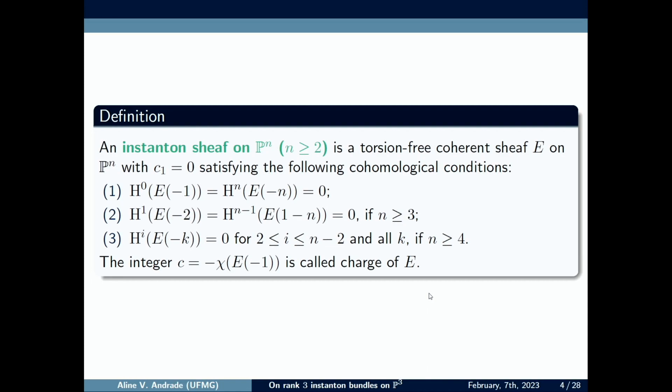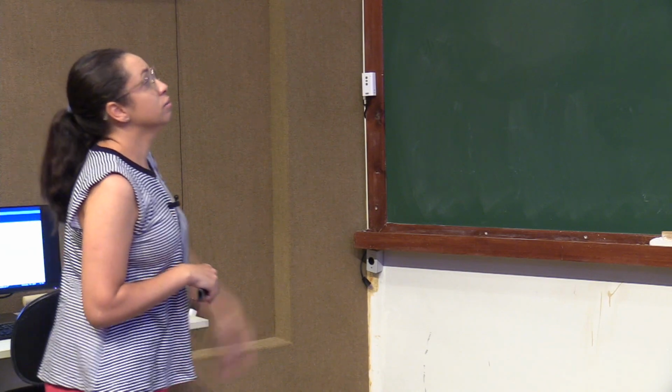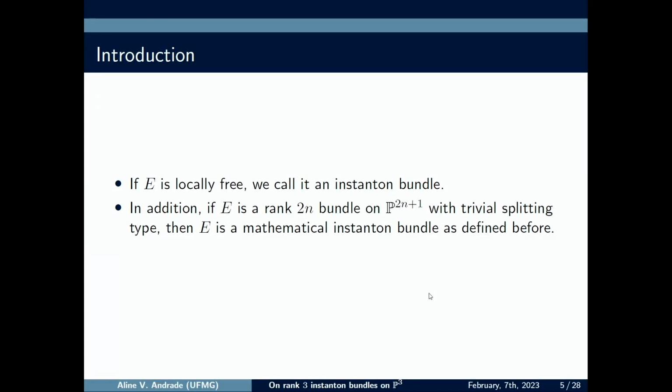Okay, but what is the relation of these torsion-free coherent sheaves with the ones from the beginning? First of all, when E is locally free, it is in fact an instanton bundle. And when E is a rank 2n bundle on P2n+1, it has trivial splitting type. These are exactly the ones from the definition of Okonek and Spindler.